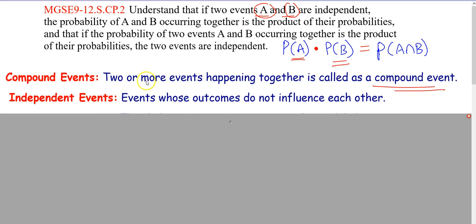Now, like we said just now, the independent events are those. This is the mathematical formula. P of A times P of B equal to P of A intersection B. Now, what do you mean by the independent events? The events whose outcomes do not influence each other. That is, whatever is happening to the first event has nothing to do with the second event. Okay, now let us look at an example.